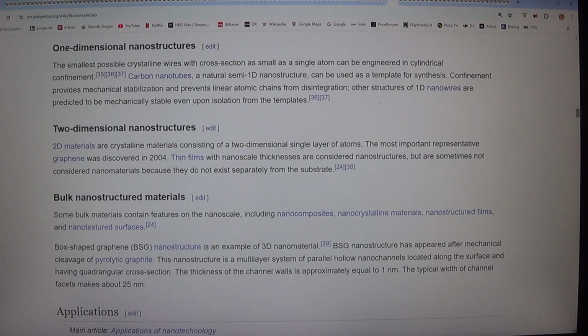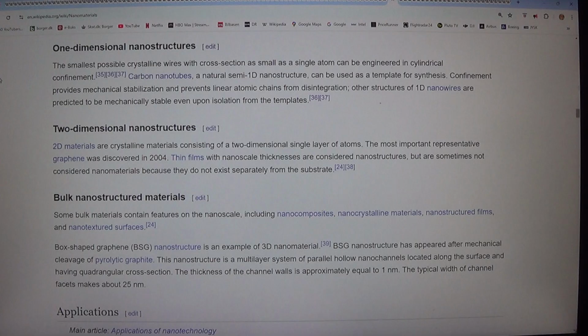Two-dimensional nanostructures. 2D materials are crystalline materials consisting of a two-dimensional single layer of atoms. The most important representative, graphene, was discovered in 2004. Thin films with nanoscale thicknesses are considered nanostructures, but are sometimes not considered nanomaterials because they do not exist separately from the substrate. Bulk nanostructured materials.